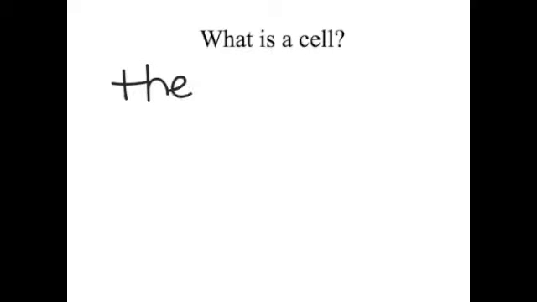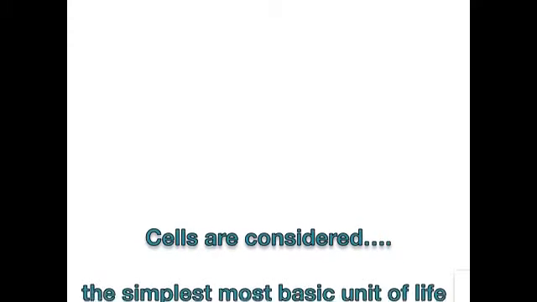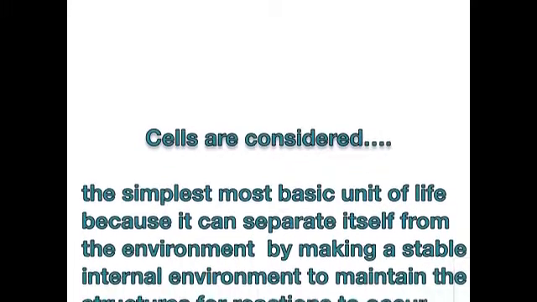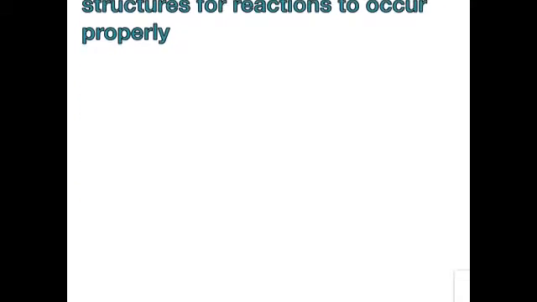A cell is the smallest unit of life. What that means is that every living organism is made up of one or more cells. So, what does this all mean? It means that cells are considered the simplest basic unit of life because they are able to separate themselves from the environment by making a stable internal environment to maintain structures to allow the reactions to occur properly.